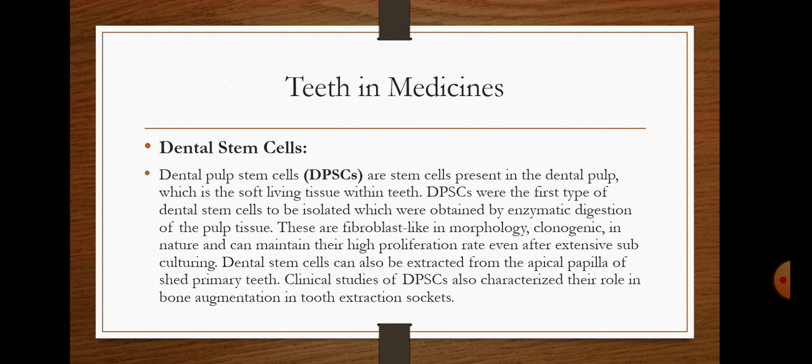These are fibroblast-like in morphology, clonogenic in nature, and can maintain their high proliferation rate even after extensive subculturing. Dental stem cells can also be extracted from the apical papilla of shed primary teeth. Clinical studies of dental pulp stem cells also characterize their role in bone augmentation in tooth extraction sockets.